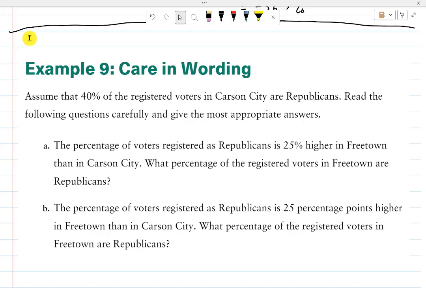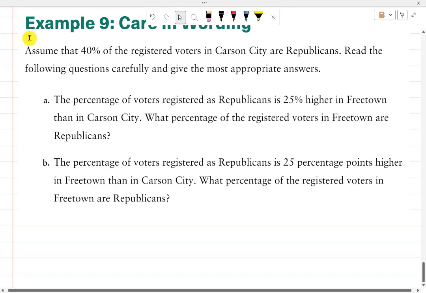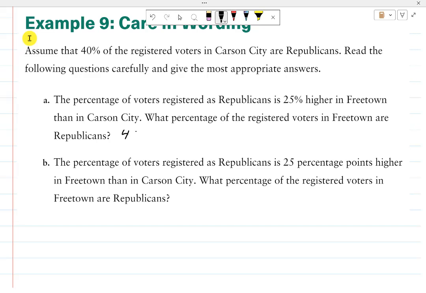All right, some of these examples are just to get you comfortable with how things are phrased. Here, we're assuming that 40% of registered voters in Carson City are Republicans. So let's take a look at A and B and see what they have to do with Carson City's voters. In Part A, it says the percentage of voters registered as Republicans is 25% higher in Freetown than in Carson City. So what they did is they started with 40% and then they added 25% more.